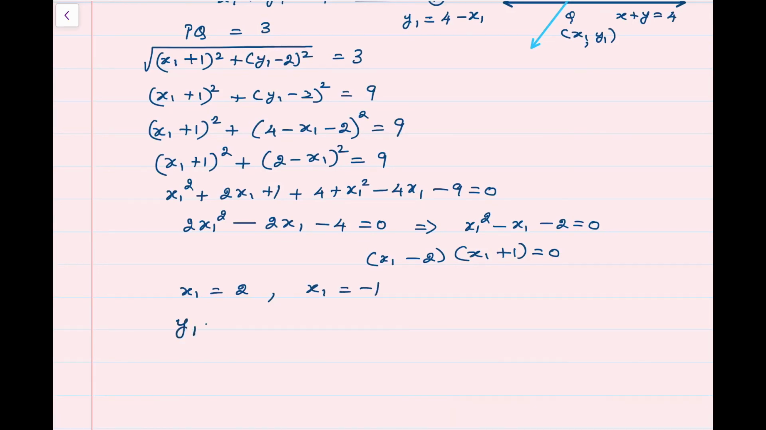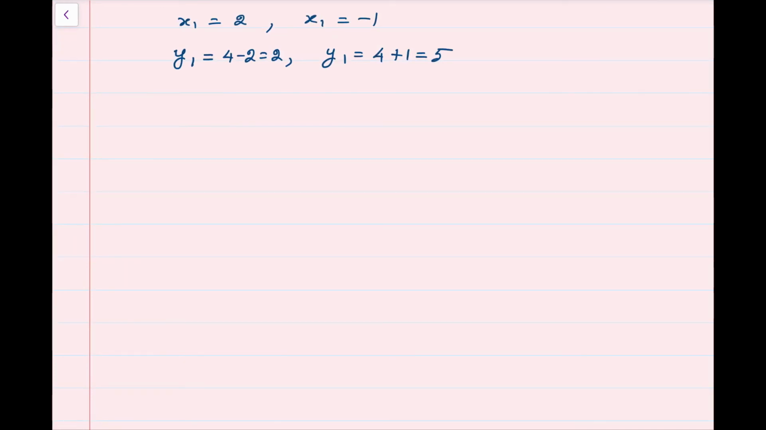If x1 is 2, y1 is 4 - 2, which is 2. If x1 is -1, y1 is 4 minus of minus 1, plus 1, which is 5. So we got 2 points. (2, 2) is one answer, (-1, 5) is the other answer.